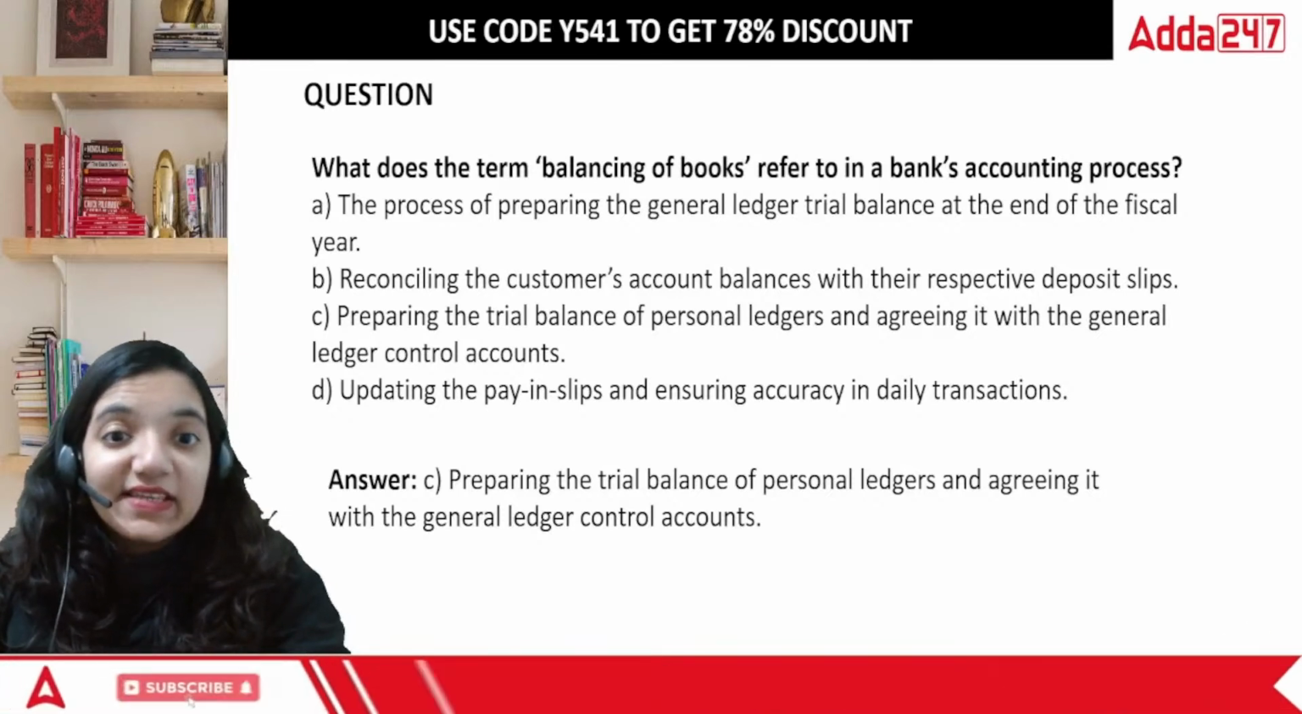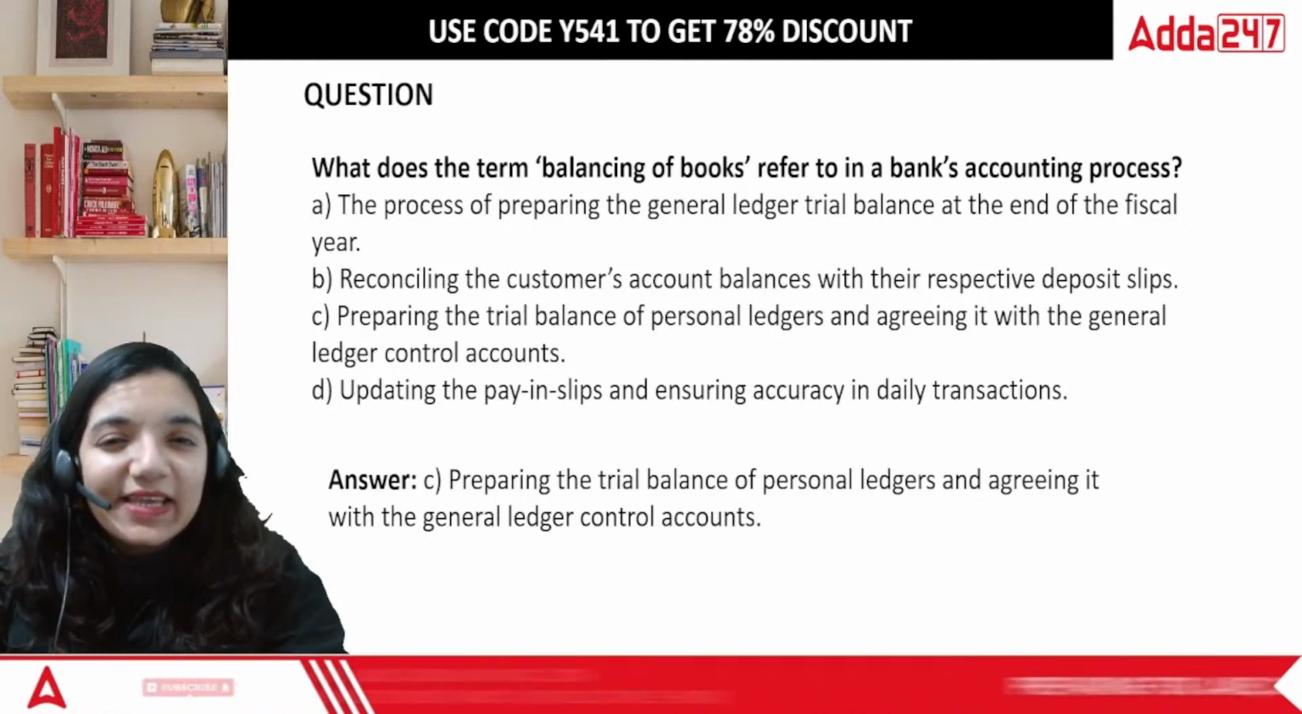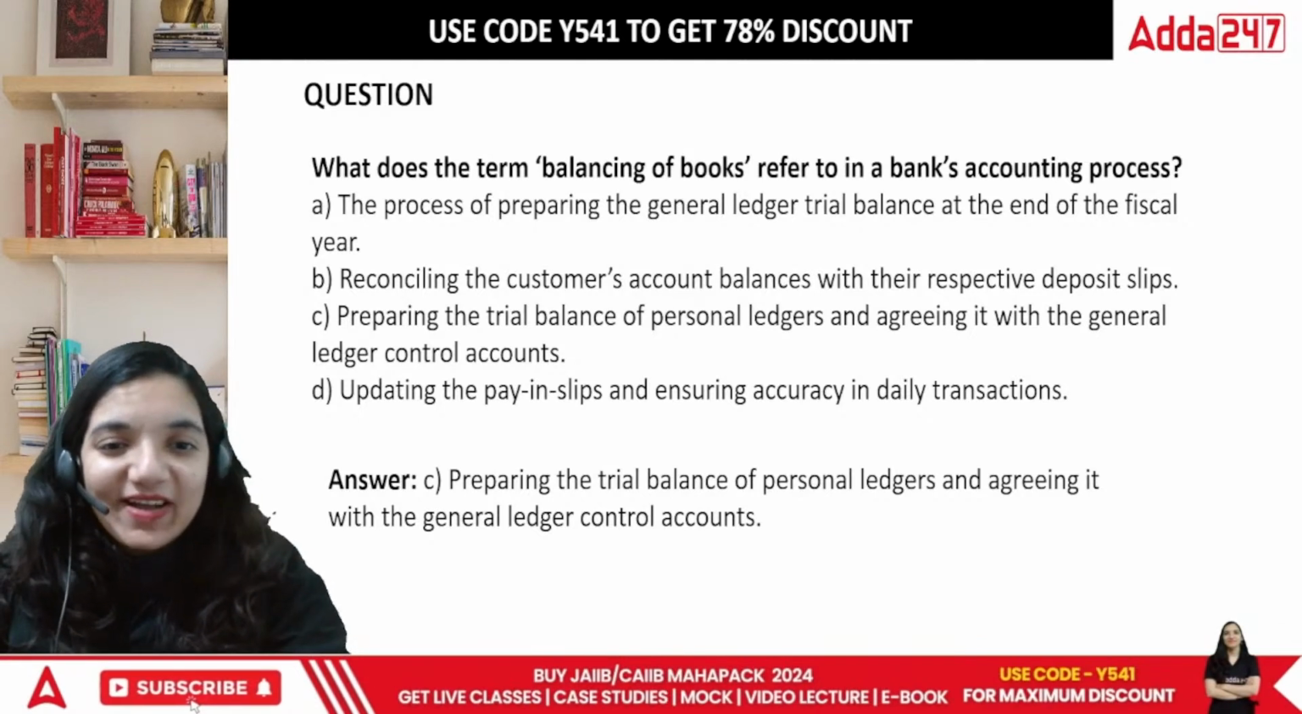Everyone, the answer is C. That is preparing the trial balance of the personal ledger and agreeing it with the general ledger control account.